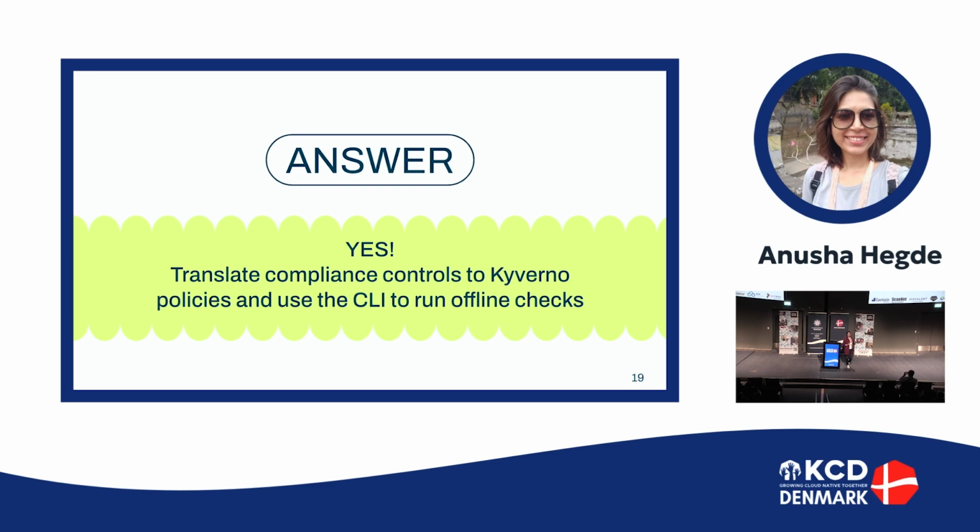So what you can do is translate compliance controls to Kyverno policies, and you can use the CLI to run offline checks. Compliance controls are fairly generic. Let's take an example of CIS, right? There are CIS controls, and they cover a very broad range. Now you have to interpret what it means for your environment. So there's a whole set of benchmarks for, say, the CIS Kubernetes benchmark.